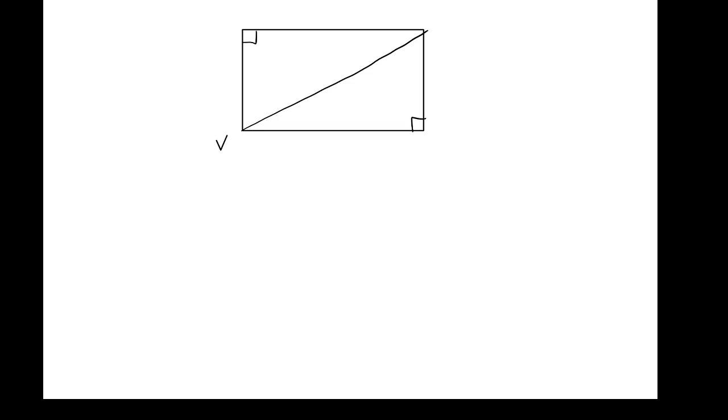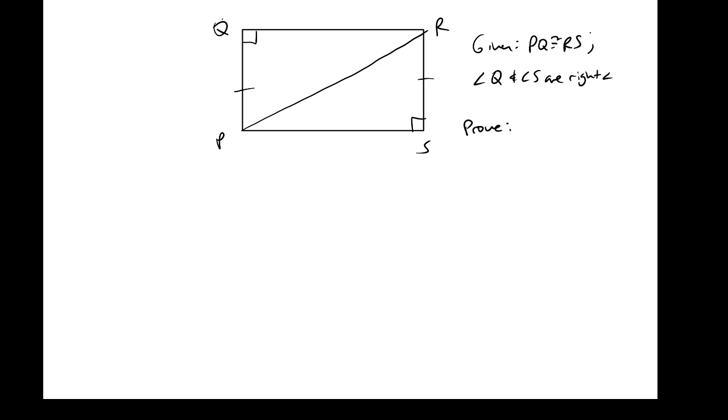And we're going to have PQRS with these two opposites being congruent. So given here that PQ is going to be congruent to RS. Also, that angles Q and S are right angles. Okay, and what we're going to prove is that triangle RSP is congruent to triangle PQR.